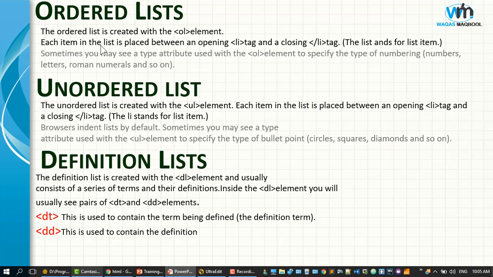And the third one is the definition list. The definition list is created with the DL element and usually consists of a series of terms and their definitions. Inside the DL element, you usually see pairs of DT and DD elements. DT stands for definition term and DD for definition description. DT is used to contain the term, and DD is used to contain the definition.